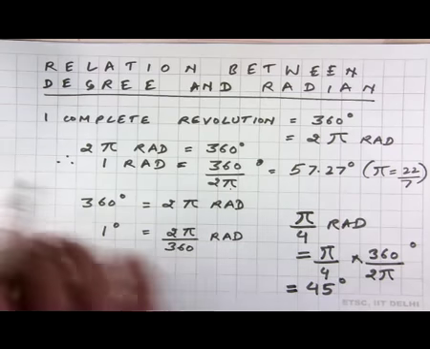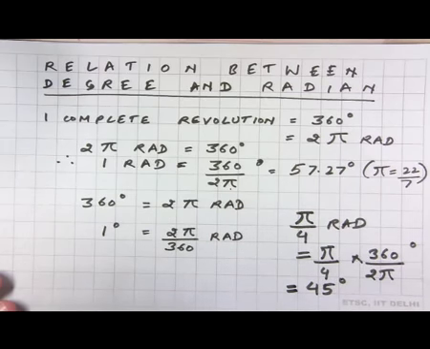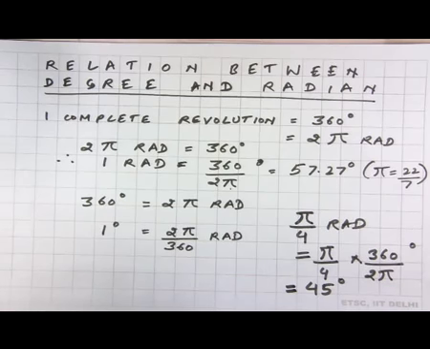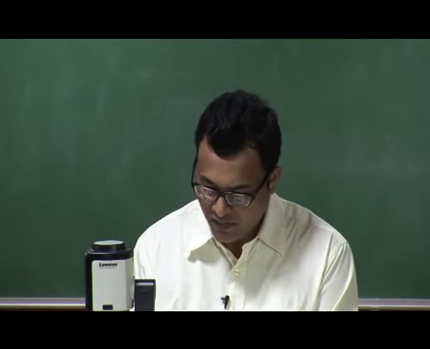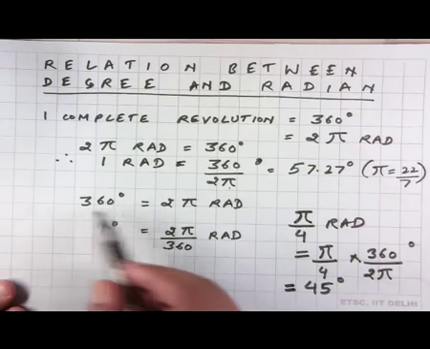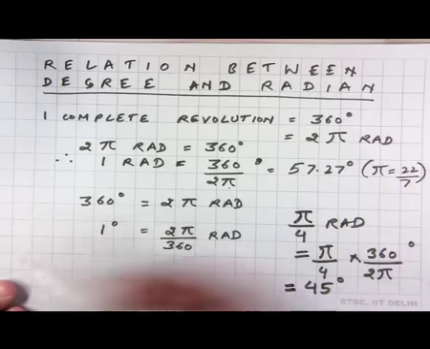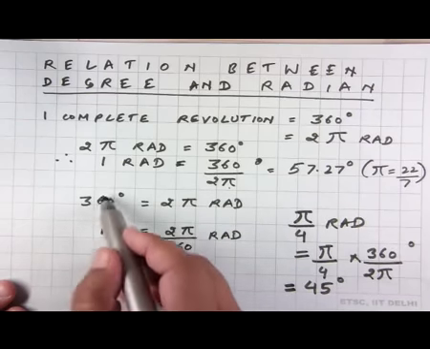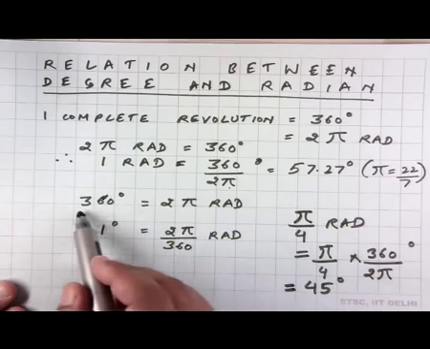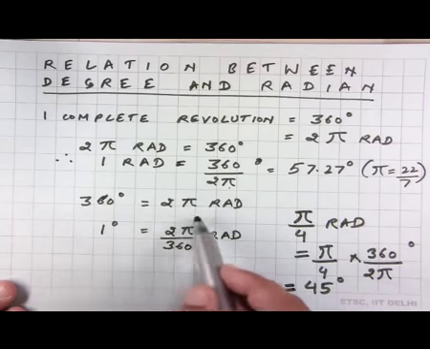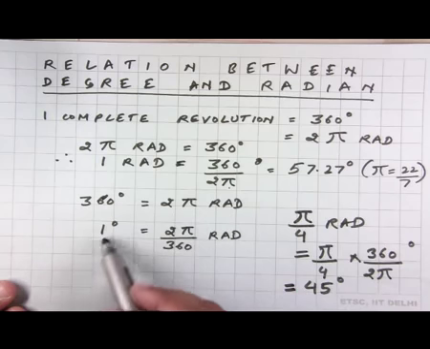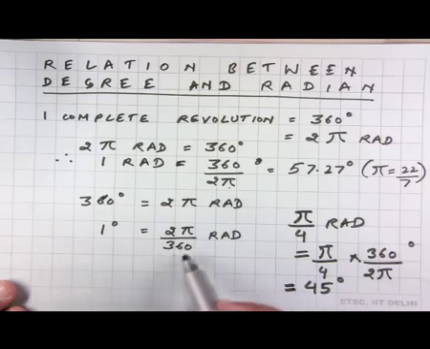And then of course, somebody can ask you, okay, if I give you an angle in terms of degrees, how would you convert it into radians? So, that is also very simple again. We just invert the whole argument and say that now 360 degrees is equal to 2 pi radians, and therefore, 1 degree has to be equal to 2 pi upon 360 radians.